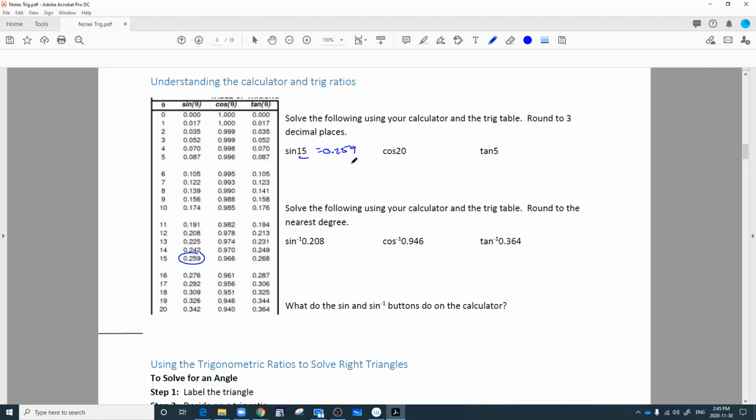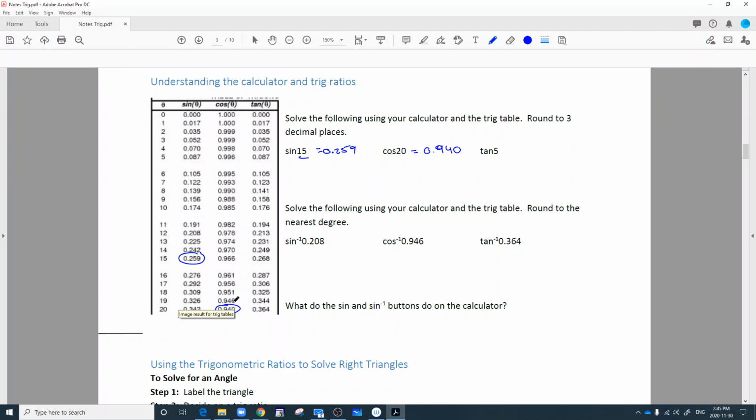Okay, so next, I want to make sure that you can actually use your calculator. We're going to type in cos of 20 into our calculator, and you should get, to 3 decimal places, 0.9396, so I'm going to say 0.940. And if I look up on my trig table, the cosine of 20 degrees is 0.940.